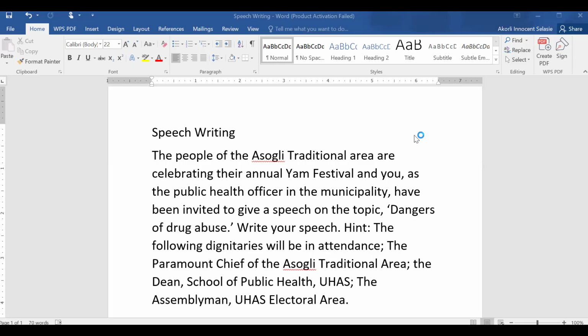So the chiefs, the students will be there, health professionals will be there, community members will be there, then the invited guests, and so you have to consider the kind of people who will be at the program at the festival at that moment. Okay, good.